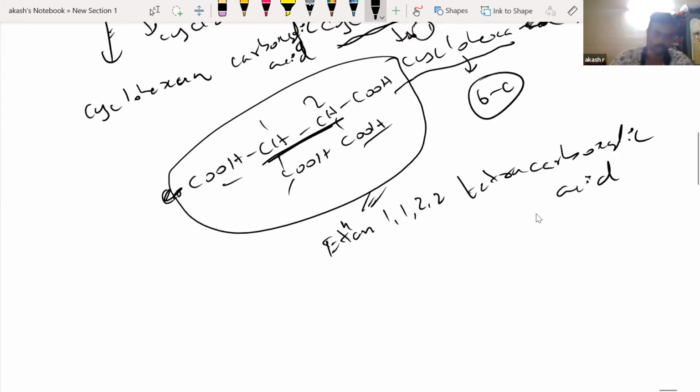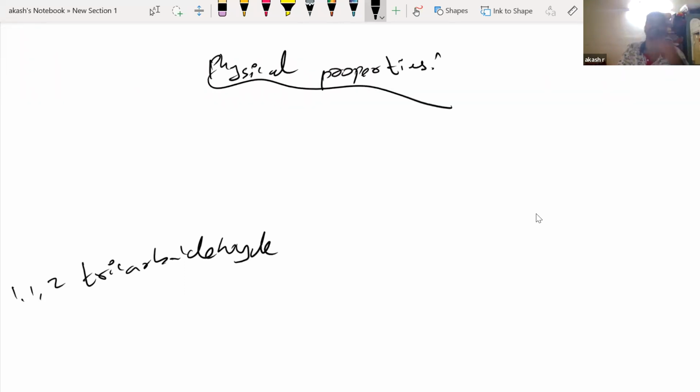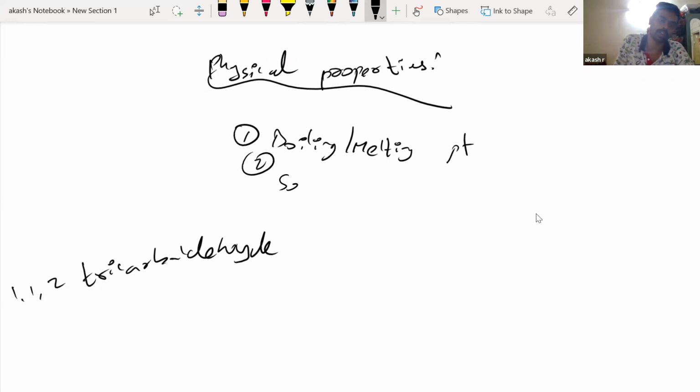Now moving on to physical properties. We saw the physical properties of aldehydes and ketones, and now we'll see what happens for acids. We'll be studying 2 things under physical properties. One is boiling point or melting point. The other one is solubility, solubility in water. Generally, that's what we speak about.